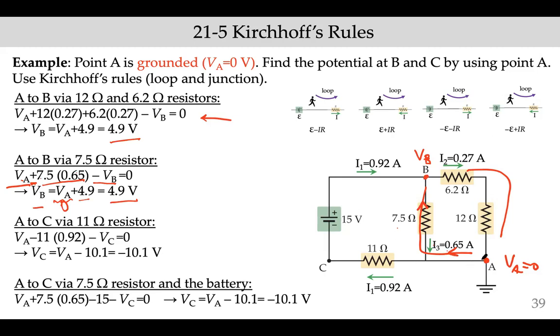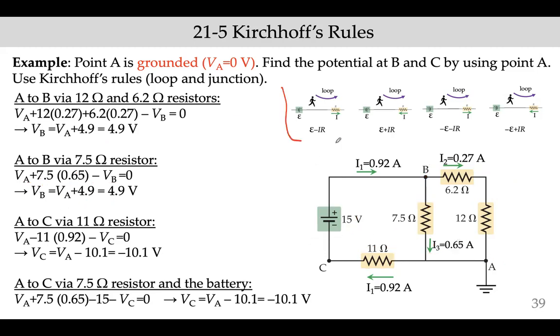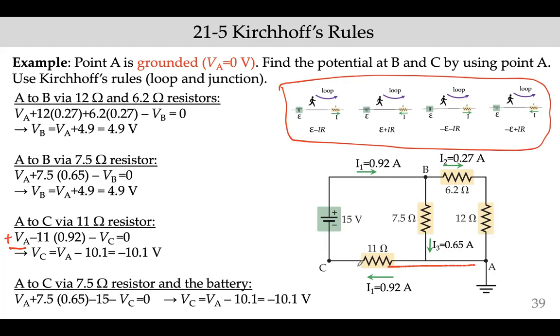Now let's go from A to B over this resistor and the battery. We should get the same number. This is a good exercise because you get to use Kirchhoff's loop rules. Again, we start from VA and write it as positive. This is the direction that we will travel, the path direction. Here the path direction and the current are in the same direction, so it will contribute as a negative sign: 11 times the current, 0.92.